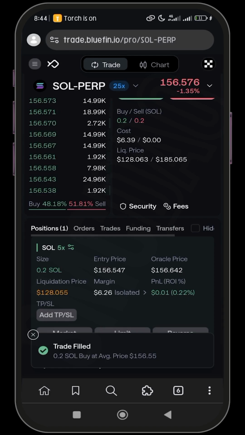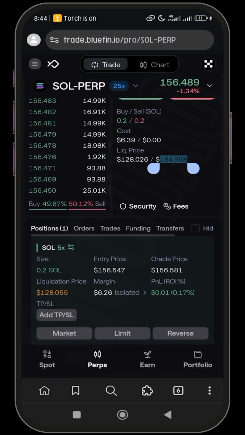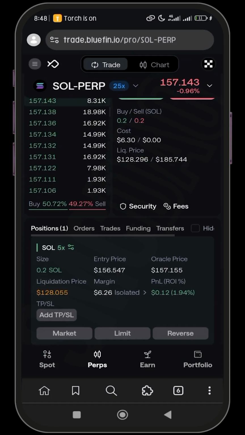Scroll down to see your position. Now you can see your position size, your entry price, your liquidation price, your margin, your profit, and your loss. Liquidation price simply means when Solana gets to $128, you will be liquidated.